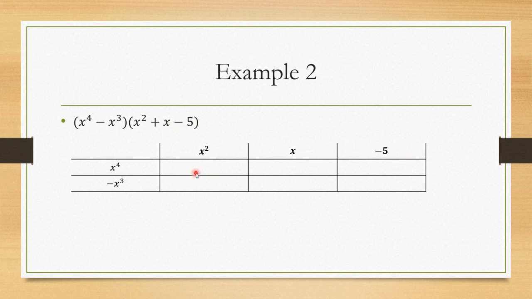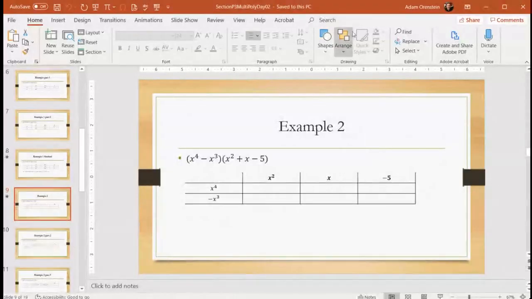Okay, so for this one, we have x to the 4. Let me just check something. If anyone has any questions, then nope, we're good.